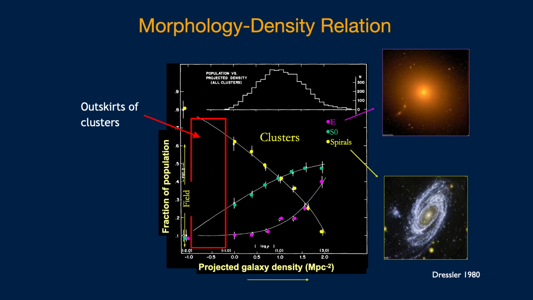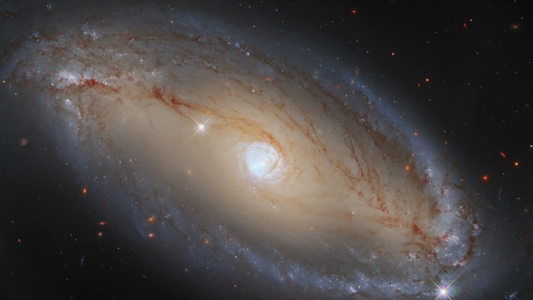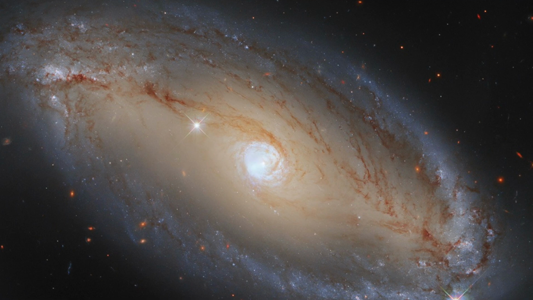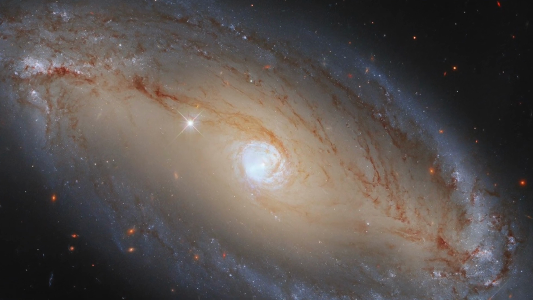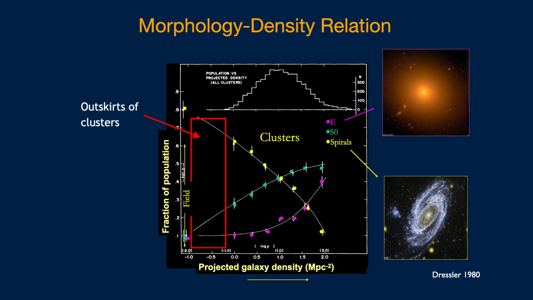He also studied the population of S0 galaxies, which are elliptical galaxies with a disk and are believed to be a transitional population. The S0s were found to follow the same trend as the ellipticals, albeit with a different distribution.